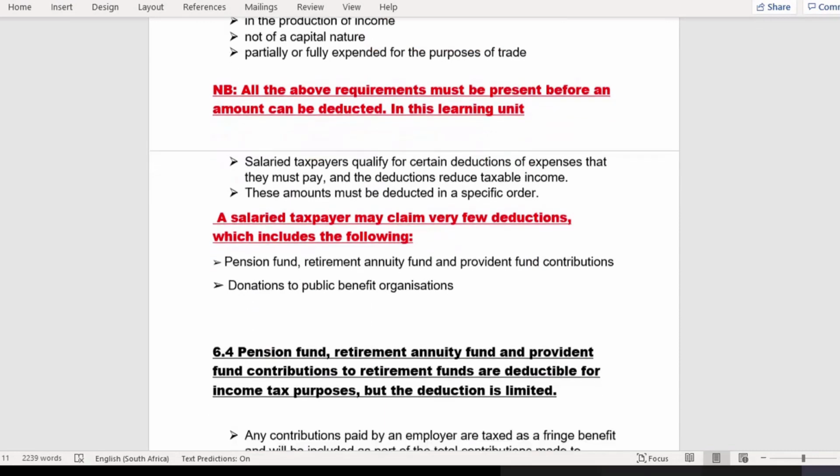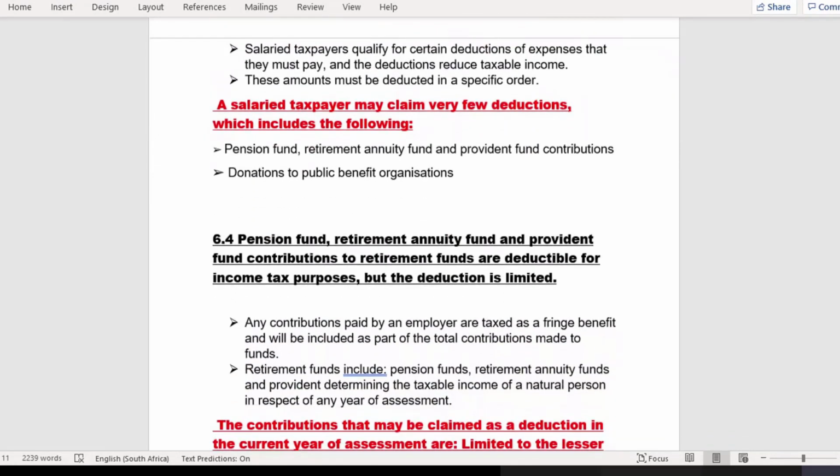So I think we'll be dealing with that in this learning unit as well. Salary taxpayers qualify for certain deductions of expenses that they must pay, and the deductions reduce the taxable income, and these amounts must be deducted in a specific order. Things like your pension fund, your provident fund, as well as your RAF, the retirement annuity fund, may form part of your deductions. Obviously, they're going to be done in a specific order.